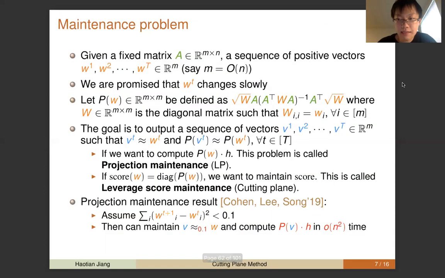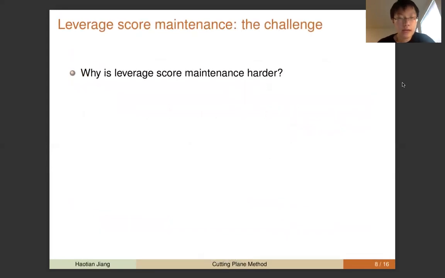So of course, there's some slack one can play with in these parameters. For example, one can make that error 0.1 to be something like 1 over polylog n. And also one might want to output the entire matrix PV as opposed to just answering queries like PV.H. But the running time of these modifications might be more than n squared. So one natural question one might ask is, can we already achieve leverage score maintenance using projection maintenance?